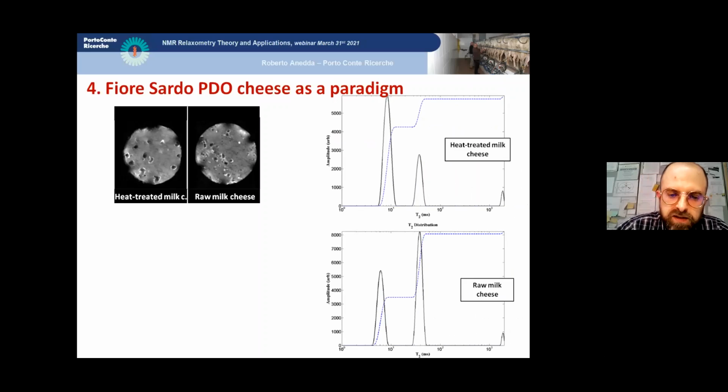As I said, magnetization decay in cheese is multi-exponential due to the diffusion regime of water and the chemical exchange phenomena between labile protein protons and water protons. These graphs are typical T2 distributions obtained by fitting the signal decay. Both types of cheese show two populations. The first, due to water protons exchanging with protein protons, is centered about 8 milliseconds.